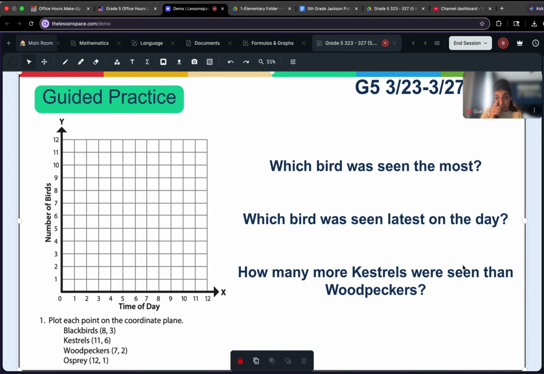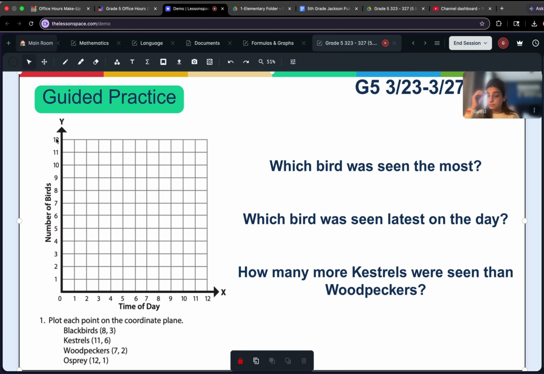All right, grade 5. Today we have to discuss this guided practice. You can see here we have a graph. On the x-axis it says time of the day. It starts from 0, 1, 2, 3, 4, 5, 6, 7, 8, 9, 10, 11, 12. And on the y-axis you can see it says number of birds. We have 1, 2, 3, 4, 5, 6, 7, 8, 9, 10, 11, and 12 here too.